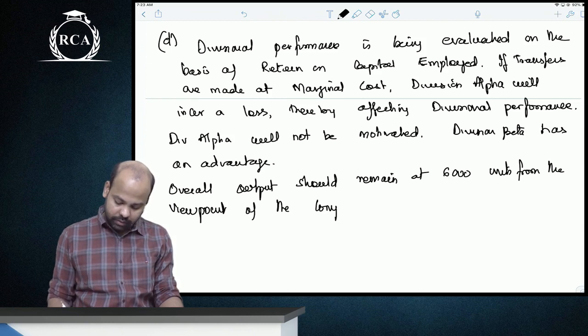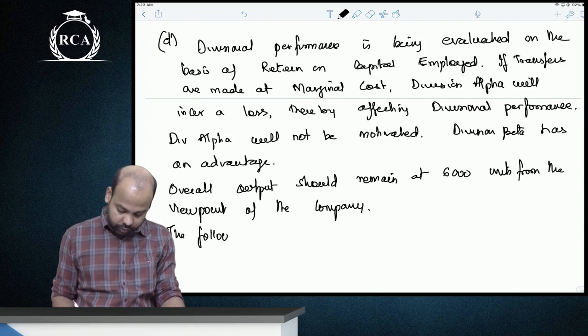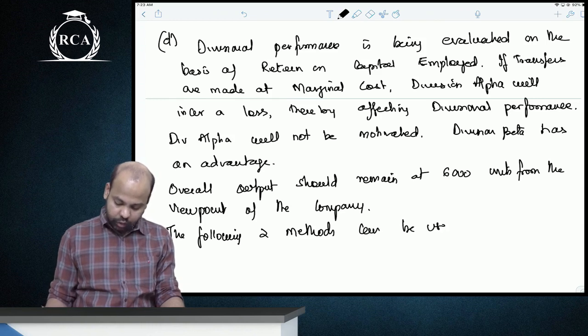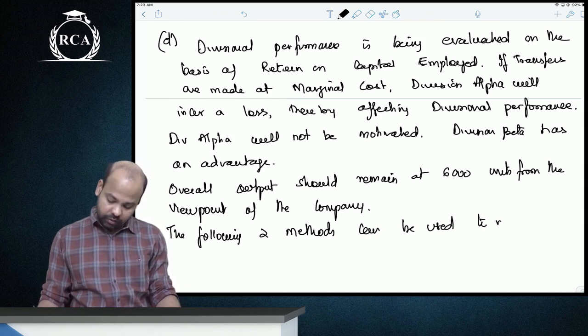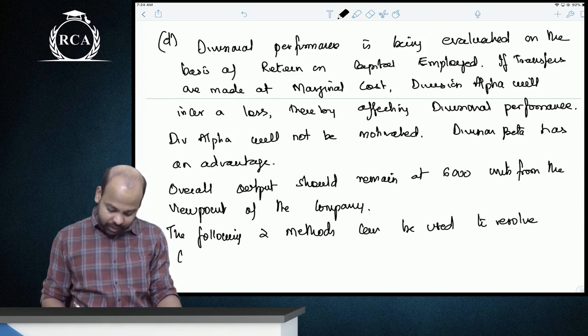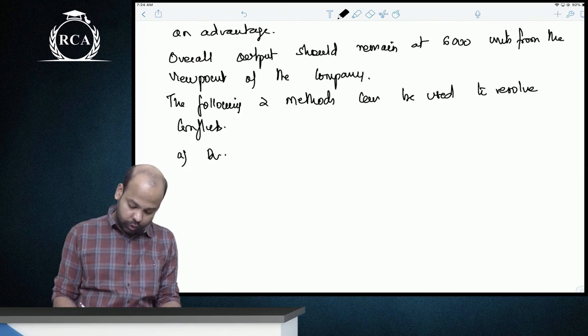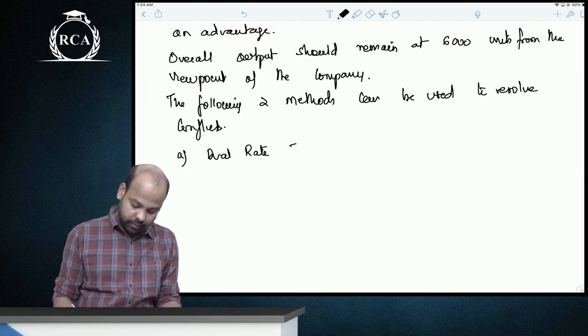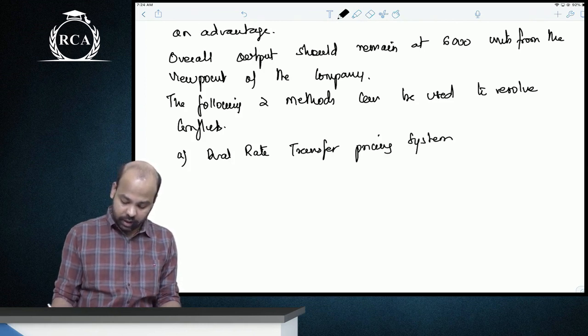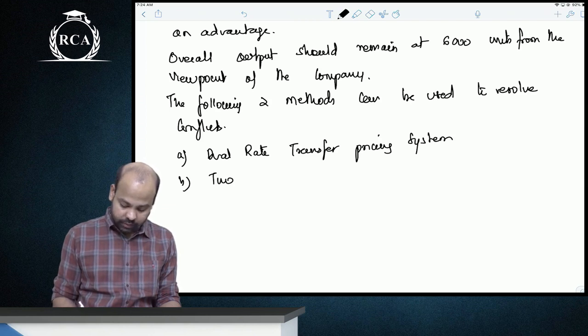Now, guys, the following two methods can be used to resolve conflict. You will have to explain them in a detailed manner: the dual rate transfer pricing system and the two-part transfer pricing system.